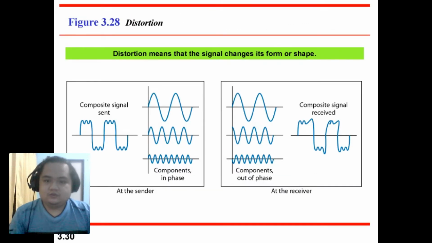Another one is distortion, which means that the signal changes its form or shape. You see in the pictures at the center, this is the composite signal with components in phase. And at the receiver, each component changes, so a changed composite signal is received.